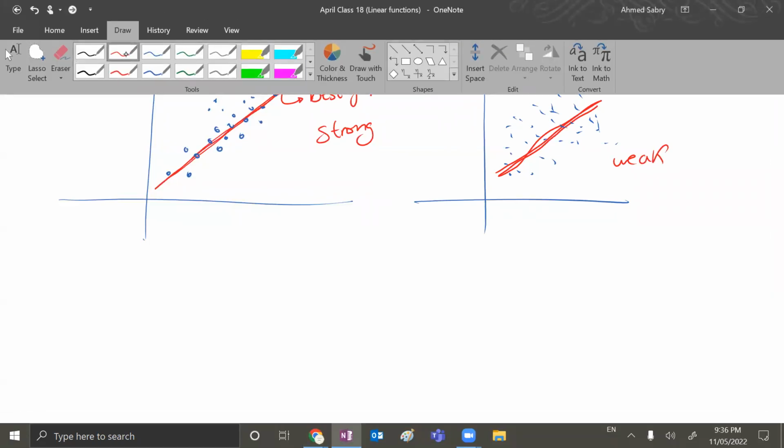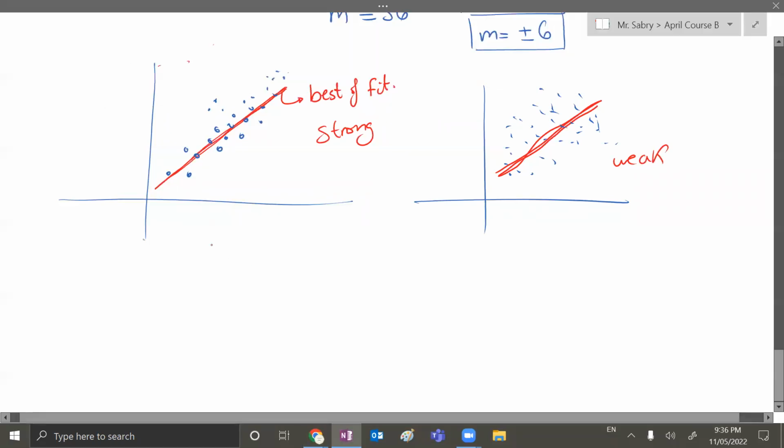Is it a positive or a negative relationship? It depends on the line. If the line is going down, this is a negative relationship. If the line is going up, this is a positive relationship, just like the slope. If the line is going up with the Nike sign, then this is positive. If the line goes like an X against the Nike sign, then this is negative. So this is a positive strong relationship, and this is a positive weak relationship.